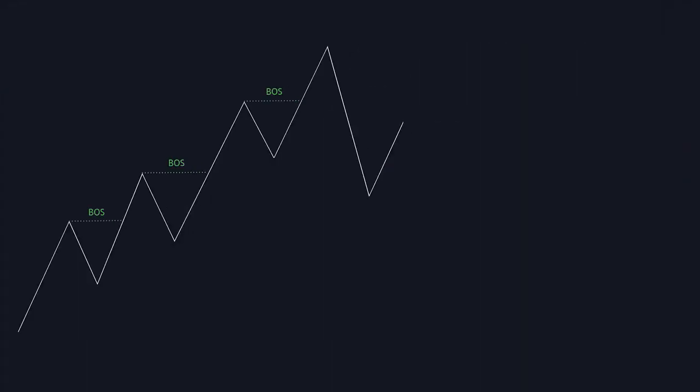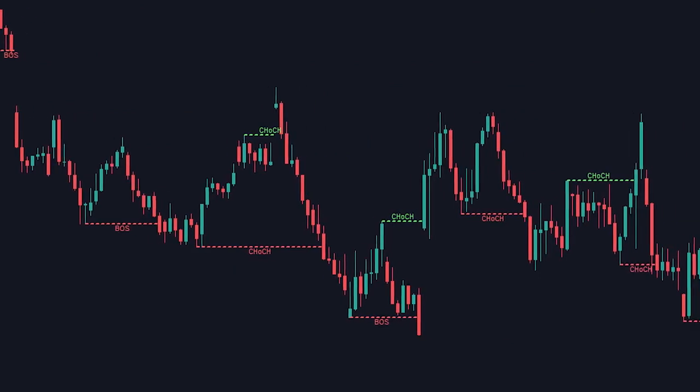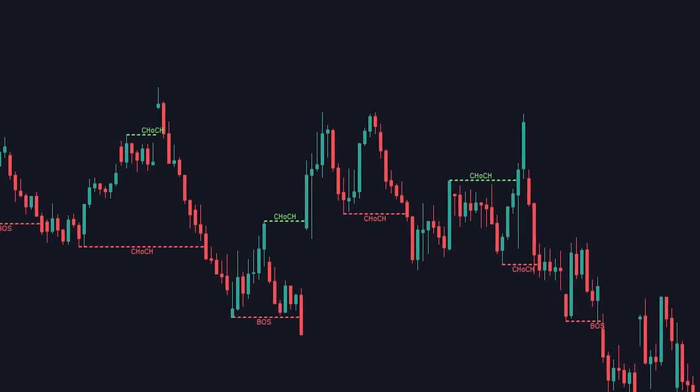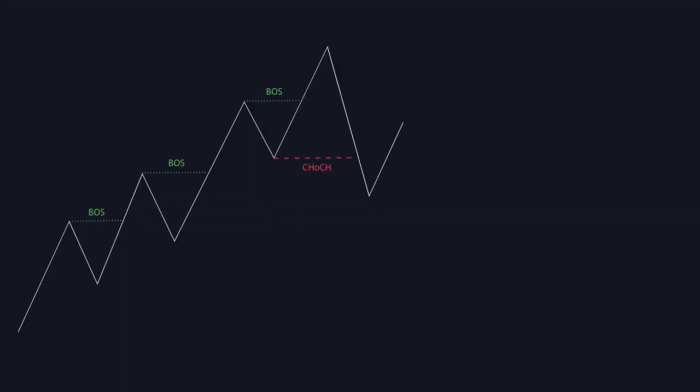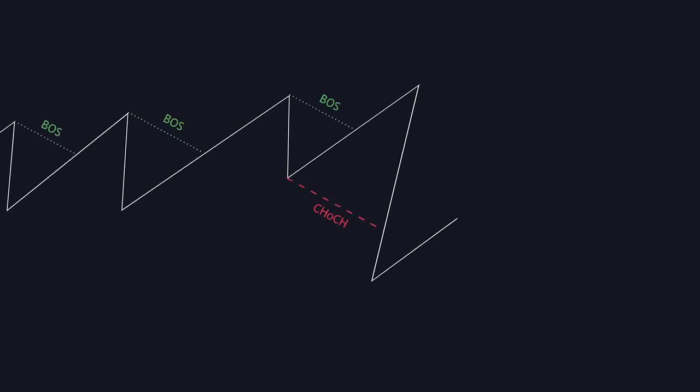In order for this to be an official reversal, price has to break this prior higher low, which is right here. Once this move has happened, that is called a CHoCH, or a change of character, which can identify when a reversal is about to happen. Now, you'll see these absolutely everywhere you look if you go look at the chart right now. But what we're looking for is something extremely specific.